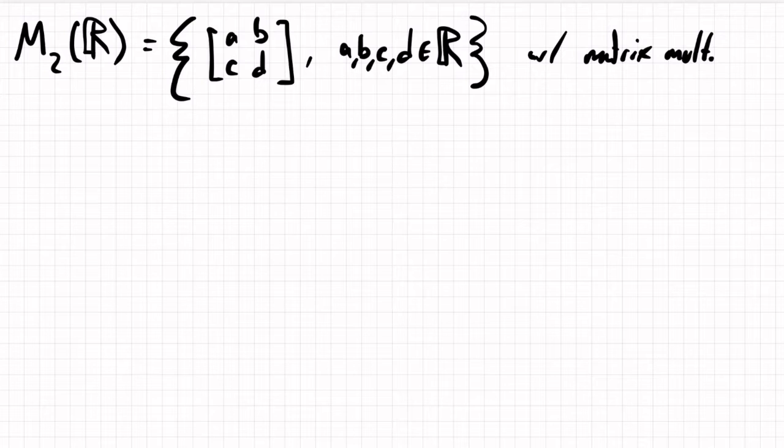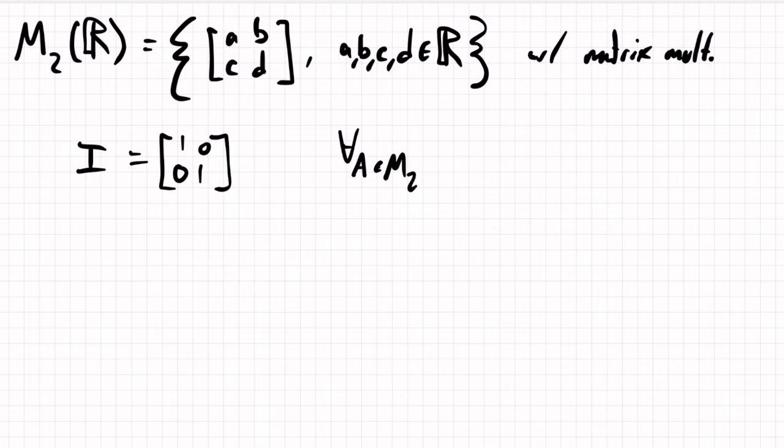And so this matrix multiplication will satisfy associativity. I'm not going to show this, but it's not too hard to do. You can try it on your own. There's also an identity. If we think about the identity matrix, we'll see that the identity matrix satisfies this axiom. For all matrices A in M2 of R, I times A equals A. So this is good. We have that.